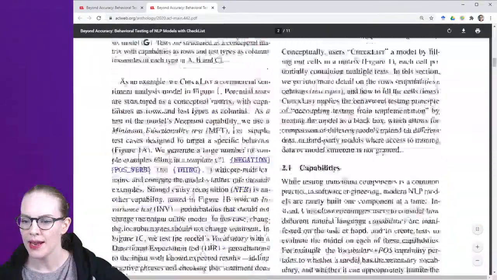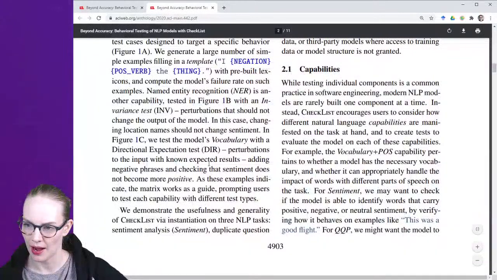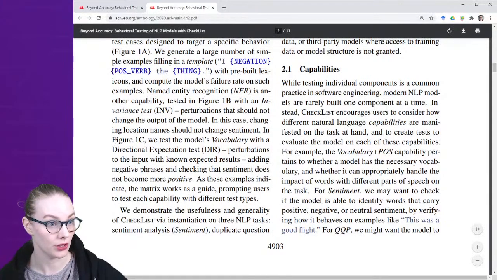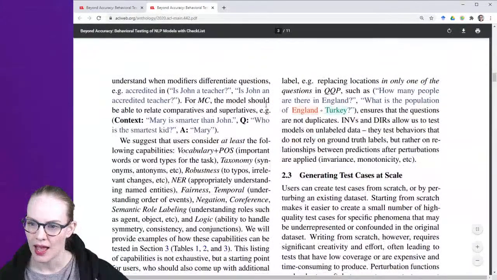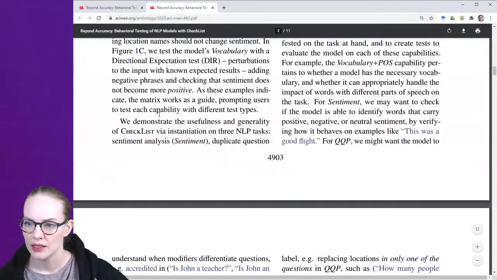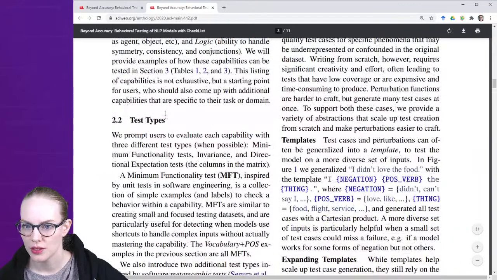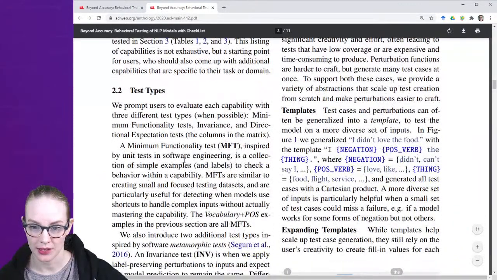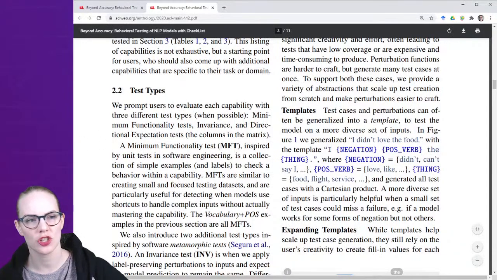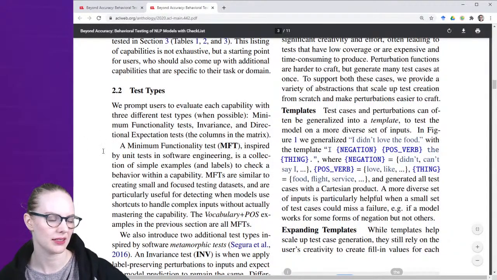So we talked about capabilities. These are different things that a model can do. And we talked about test types as well. So an MFT, let's just start reading at the test type section, I think.